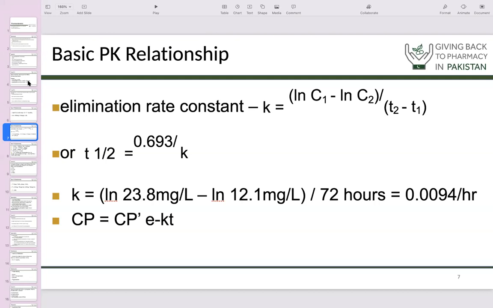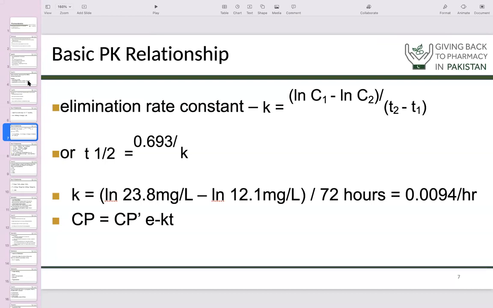So if you put in the data, concentration 1 is 23.8, and concentration 2 was measured 3 days after the dose, which is 12.1. Natural log 23.8 minus natural log 12.1, divided by 72. 72 hours is the time difference between the first and second measurement. This will be provided to you in the question, and it gives you 0.0094 per hour. So that is the elimination rate constant, and through this constant you can calculate the half-life of the drug as well.